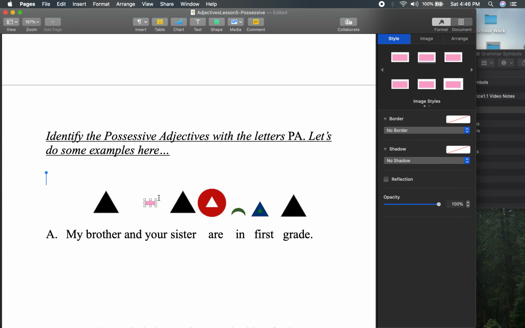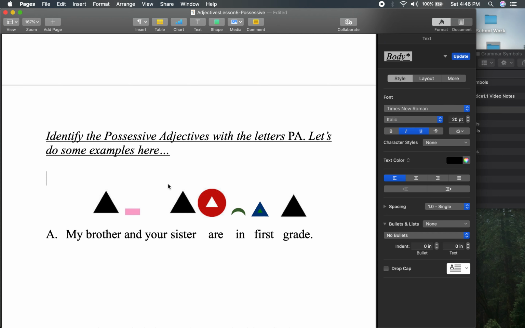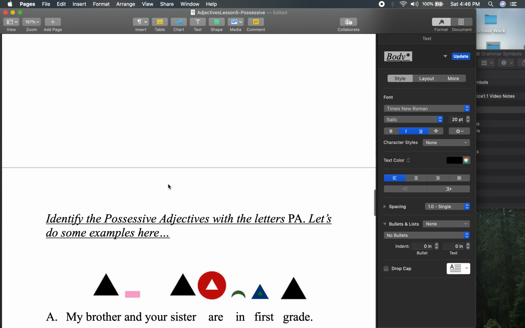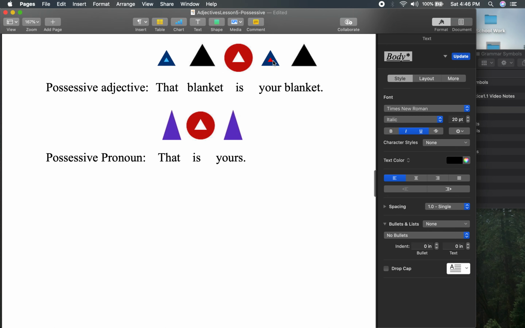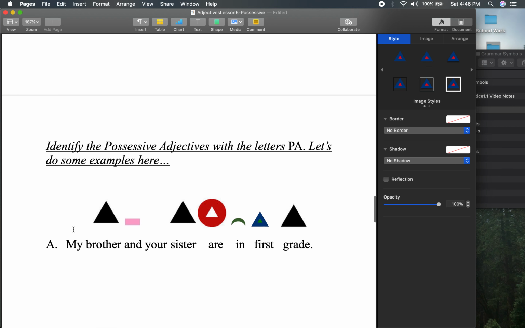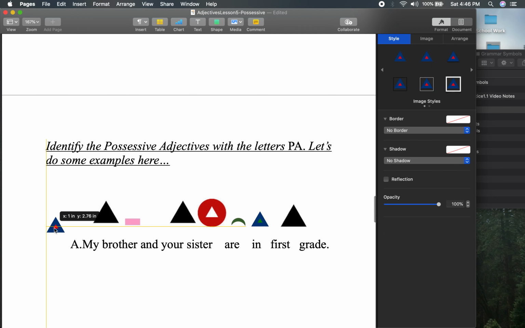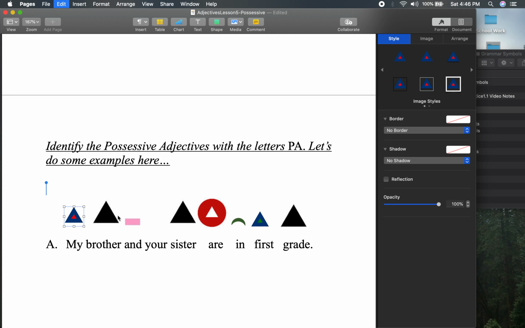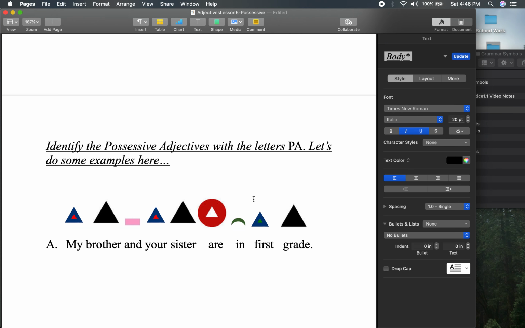Good. A little too small there. Come on, conjunction. There we go. That might be a bit big, but that's okay. And now we are left with my brother, and your sister. And these are, in fact, possessive adjectives. Good. Okay. We got my, yes, and your. There you have it. So, here we have my brother and your sister are in first grade.